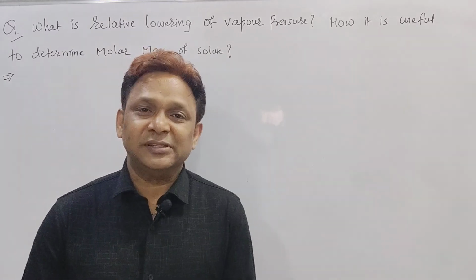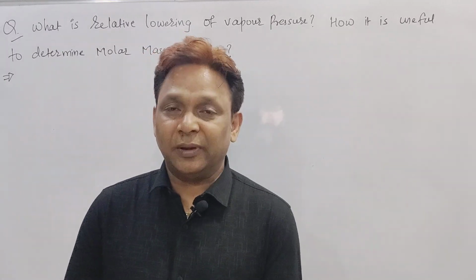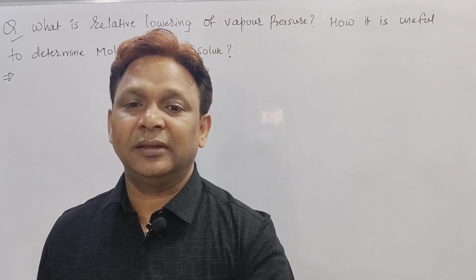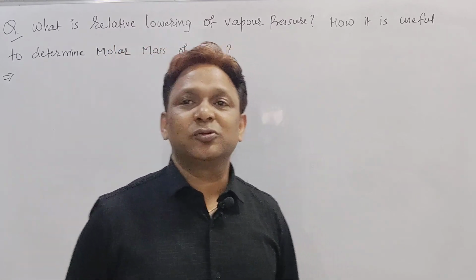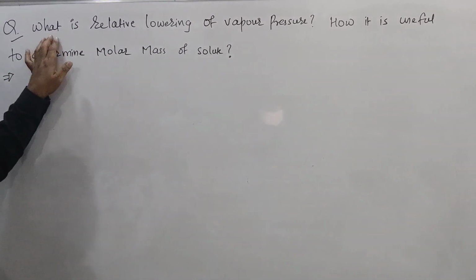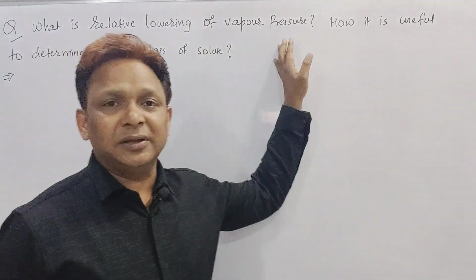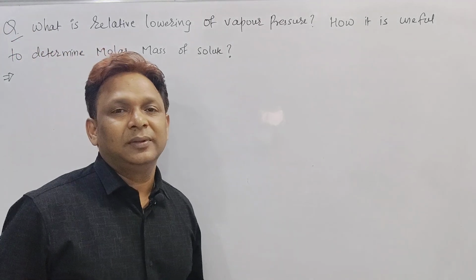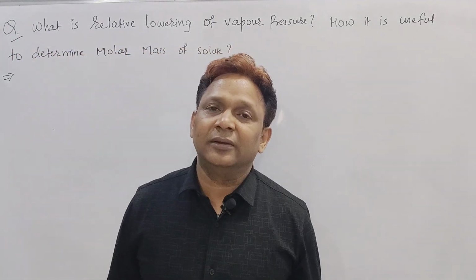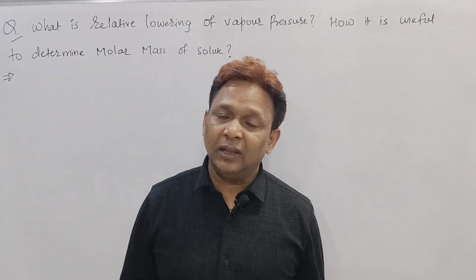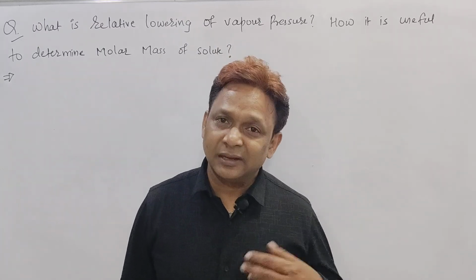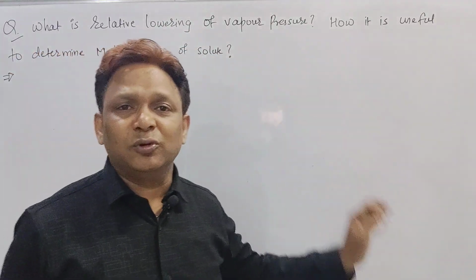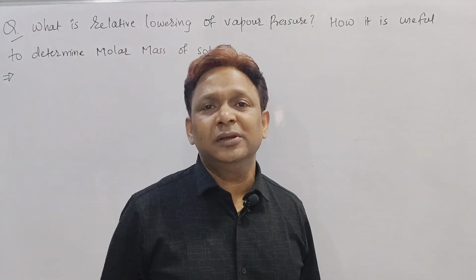Now from the physical part we are going to do the LAQ parts, physical chemistry. In physical chemistry we have the liquid solutions chapter, and this question is from it. What is relative lowering of vapor pressure and how will it be useful to determine the molar mass of the solute? First of all we will find out what is lowering in vapor pressure, then what is relative lowering in vapor pressure, and then how it will be useful to determine the molecular mass of the solute.